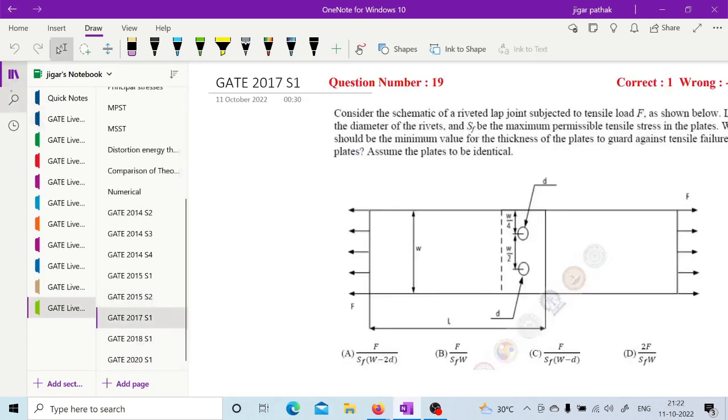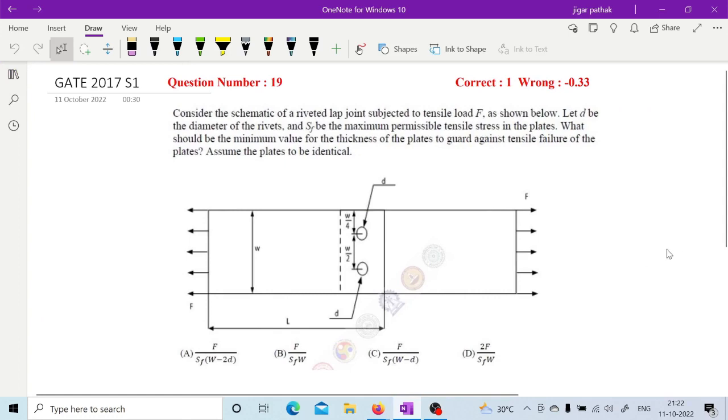Then next is this one. It is from GATE 2017 session 1. Consider the schematic of a riveted lap joint subjected to tensile load F as shown below. Let D be the diameter of rivets, and sigma t be the maximum permissible tensile stress in the plates. What should be the minimum value of the thickness of the plates to guard against the tensile failure of the plates? Assume the plates to be identical. Can you calculate this? Hello?